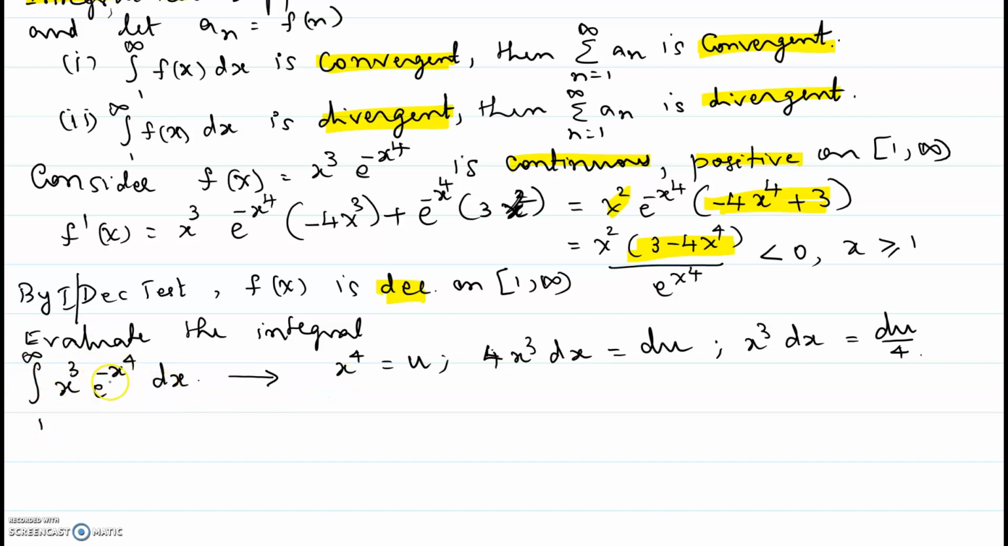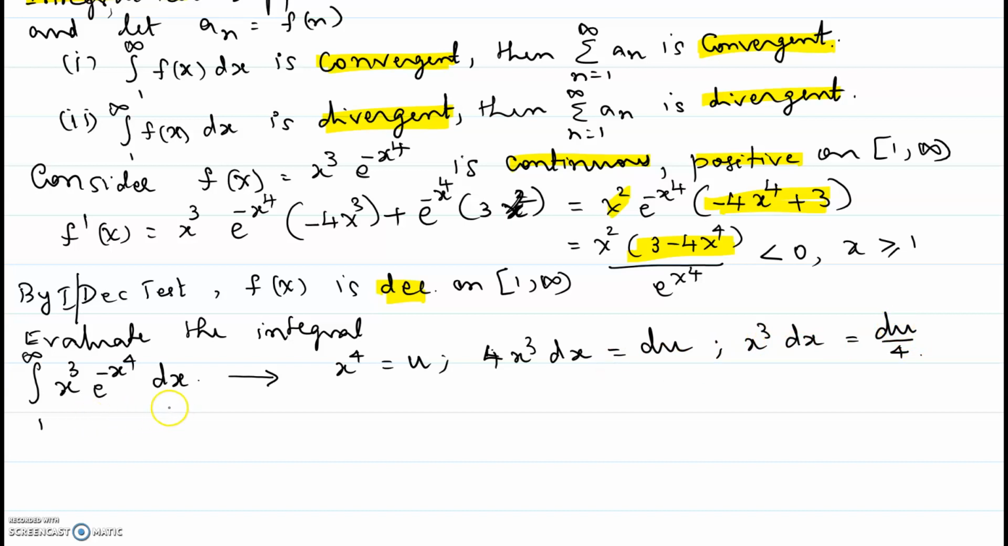So this must be done by the substitution method. If you look at the exponent here, it is x to the power 4 and this is x cubed. So the u-substitution method would be the best method here. Let's assume x to the power 4 equals u. If you differentiate both sides, you get 4x cubed dx equals du. If you divide both sides by 4, you get x cubed dx equals du over 4.